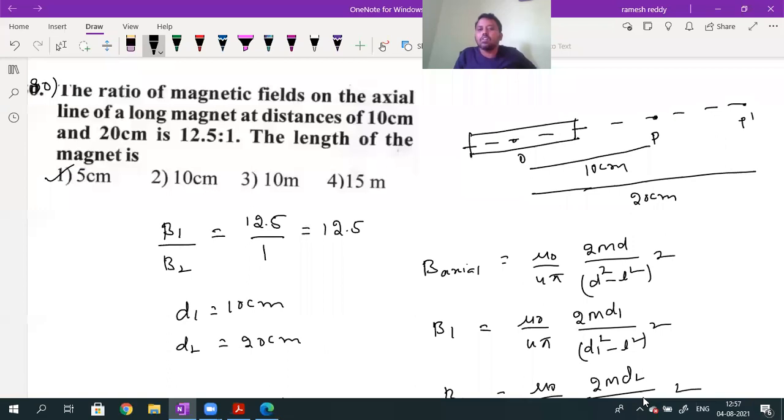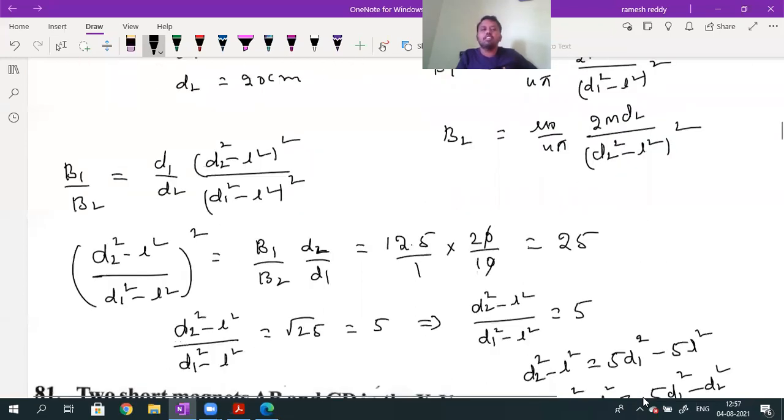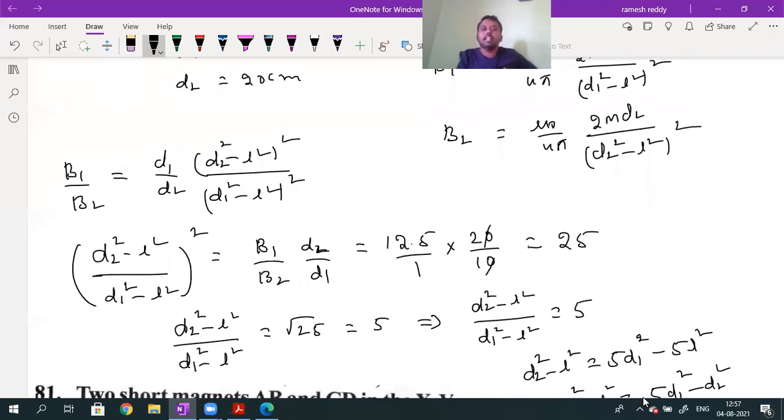Pradeep is raising a doubt, because they mentioned it is a long bar magnet. For a long bar magnet, the magnetic field induction on the axial line formula is mu naught by 4 pi into 2 into m into d divided by (d square minus L square) whole square. Then I write the B1 value and B2 value, then I find the ratio B1 by B2. Pradeep, is there any doubt?